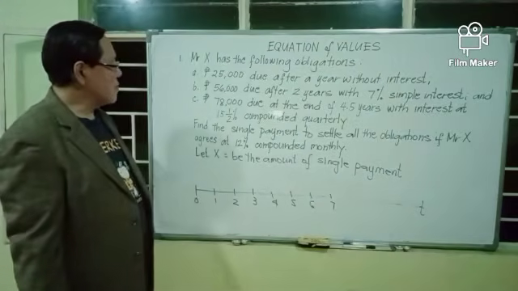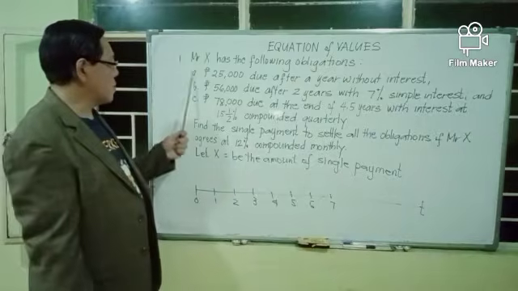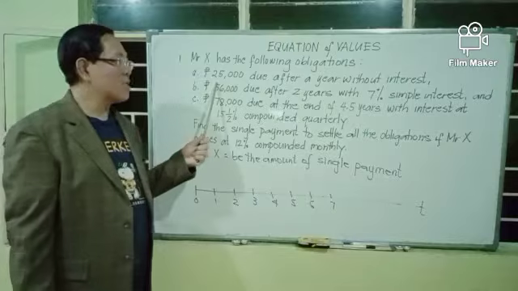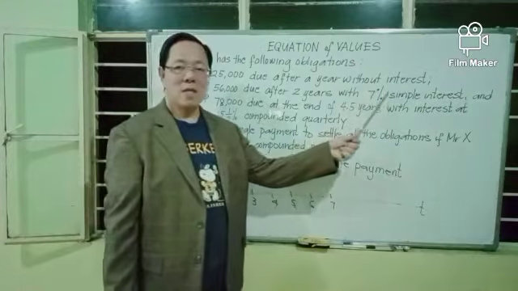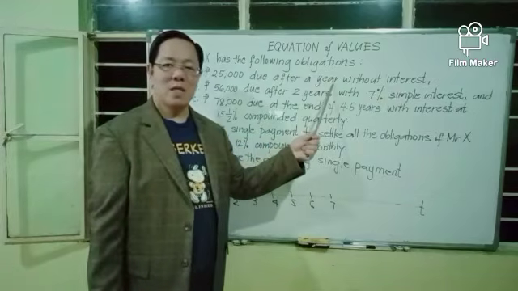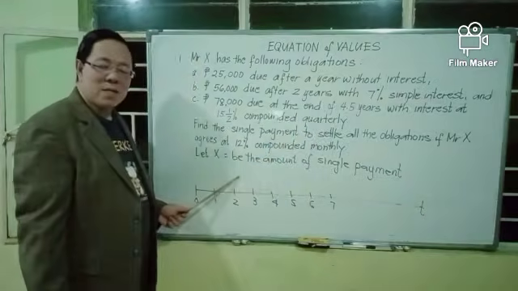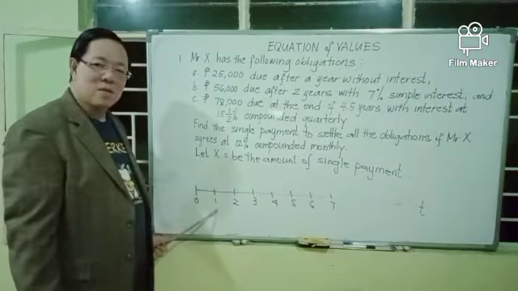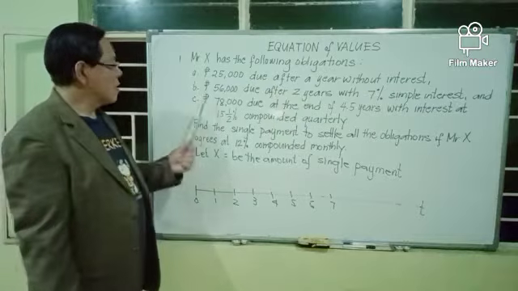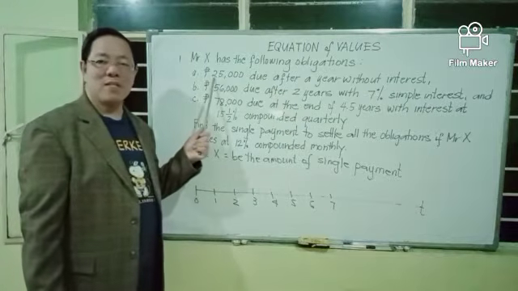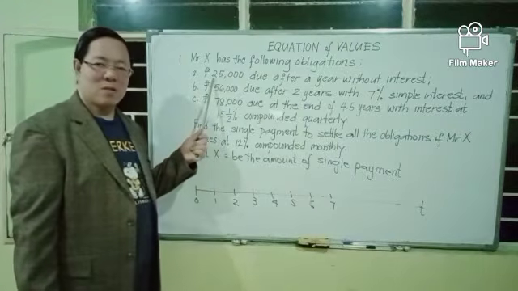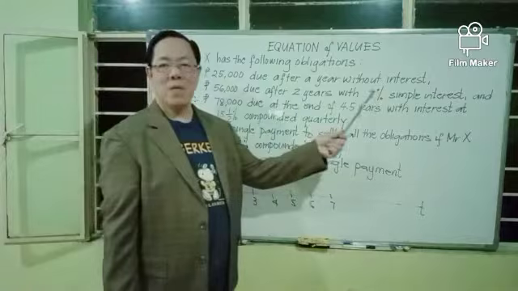Now we write the maturity values of each of the three obligations. The first obligation of 25,000 pesos has no interest, and this obligation without interest is due after 1 year. So above the timeline, we write 25,000 pesos after 1 year for the maturity value of the first obligation. The maturity value of the first obligation is the same as the original amount of loan or principal, 25,000 pesos, because it has no interest.